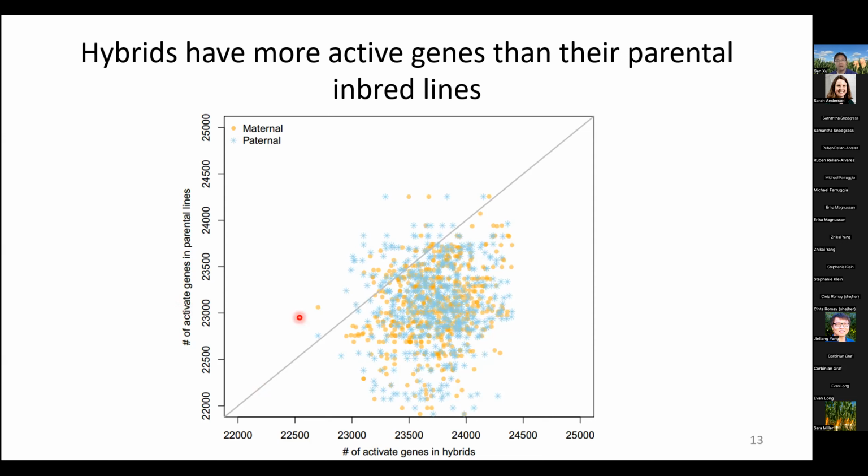The orange color means the active gene number in the maternal lines, and the blue star indicates the active gene number in the paternal lines. And from the picture, you can see most of these dots are below the diagonal line. So it tells us the hybrids have many more active genes than their parental inbred lines.